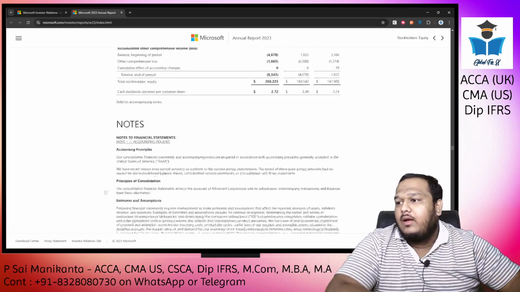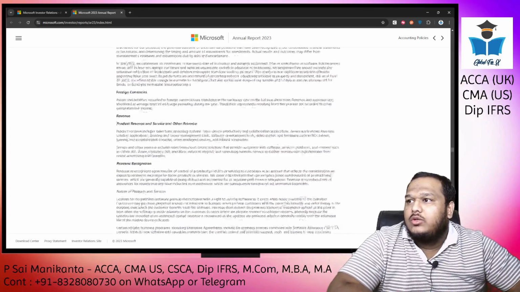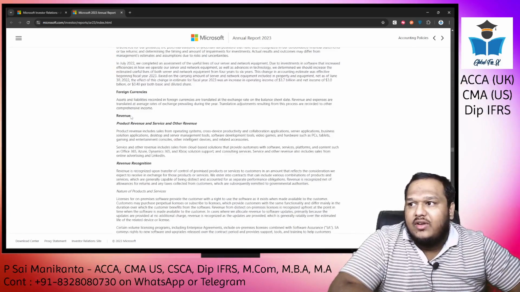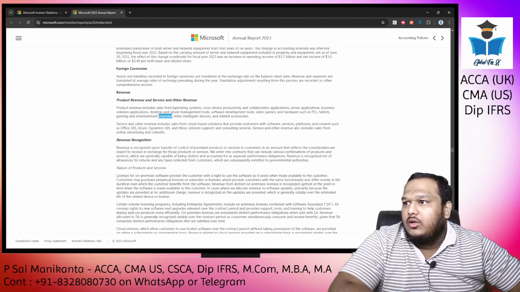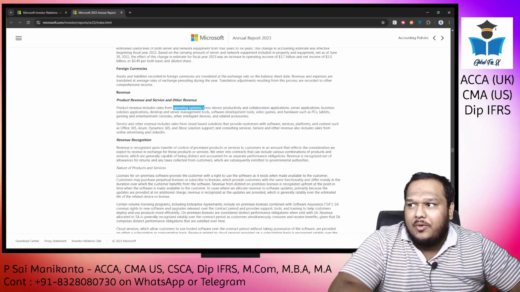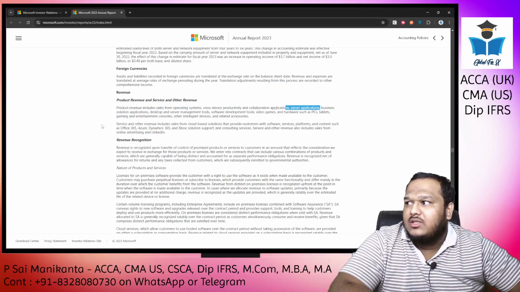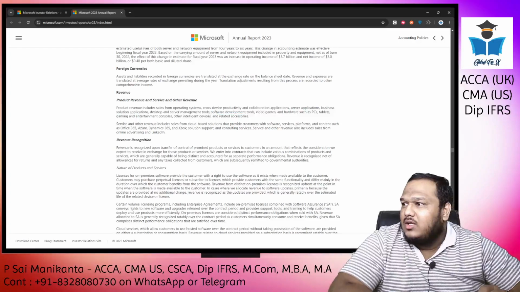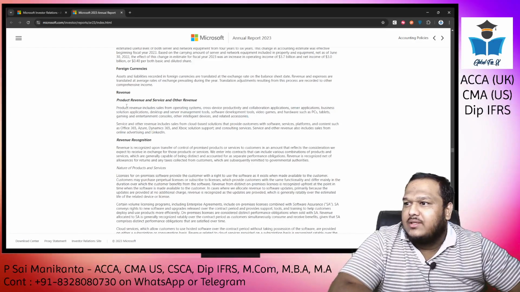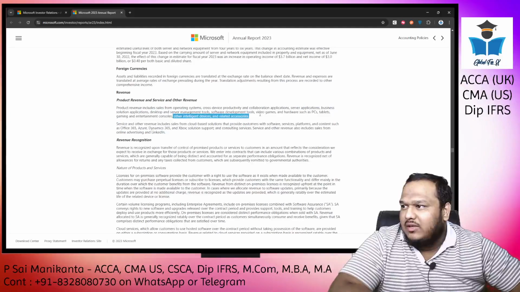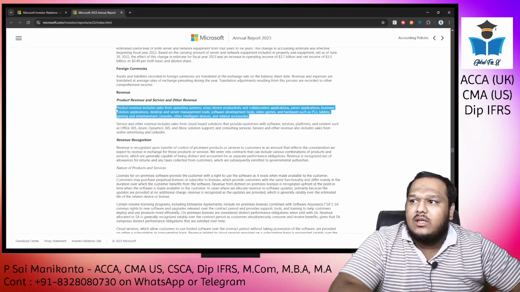Let's see. So for that, what you have to do is go to the notes, to the revenue section here, product revenue and service revenue. So what does it include? Product revenue includes sales from operating systems, your Windows, cross-device productivity, collaborative applications, server applications, Azure, business solutions, desktop, server management tools, IIS, software development tools, video games, hardware, PCs, tablets, your Microsoft Surface and all, entertainment consoles, your PS, then other intelligent devices, related accessories. All of this comes under the product revenue.